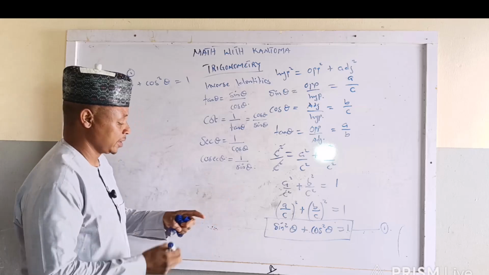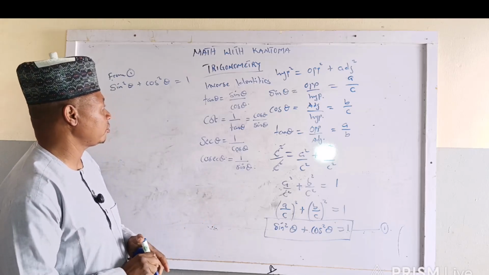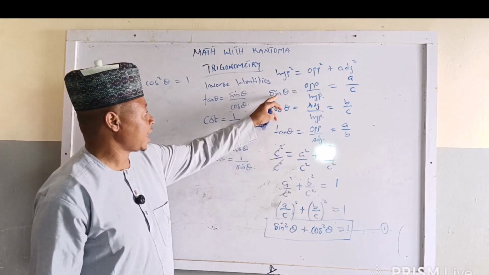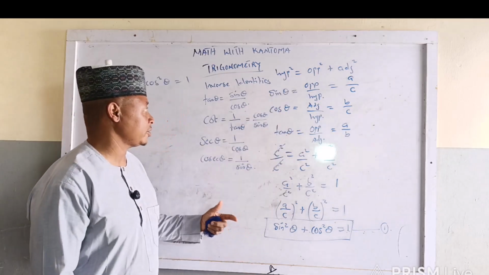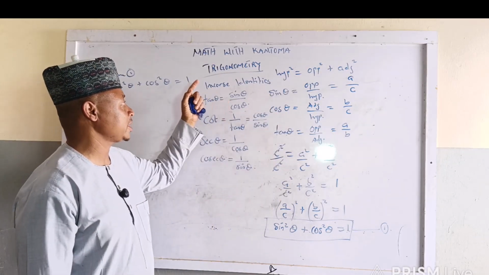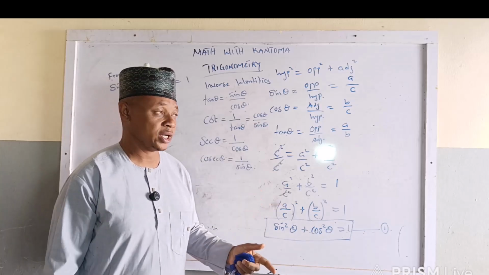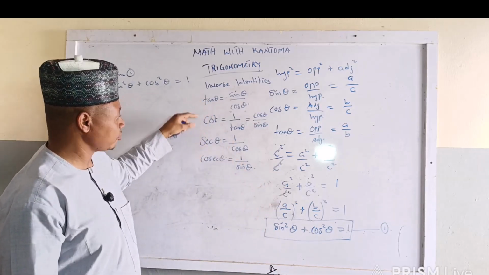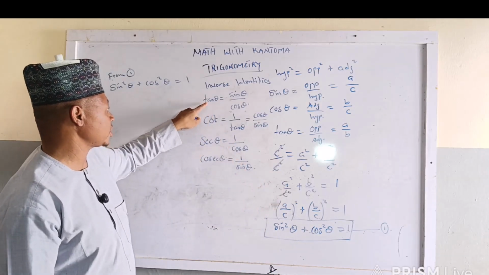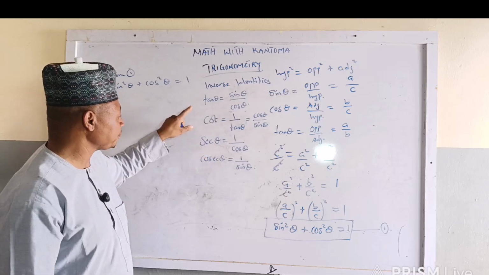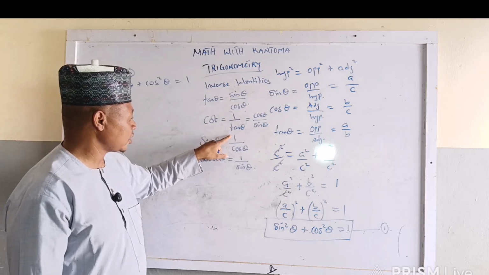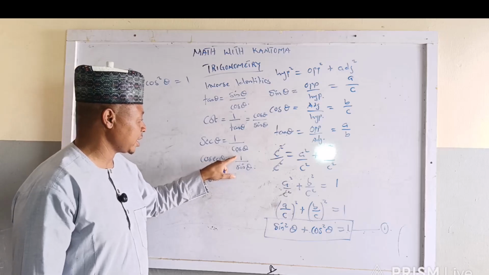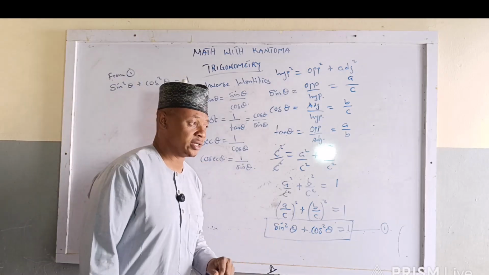If you take the inverse of all these, sine, cosine, tangent, the three ratios we are talking about in trigonometry, it will give us the inverse identity formulas. So these are the four inverse identity formulas: tan theta is sin theta over cos theta, cot theta is 1 over tan theta, sec theta is 1 over cos theta, and cosec theta is 1 over sin theta.